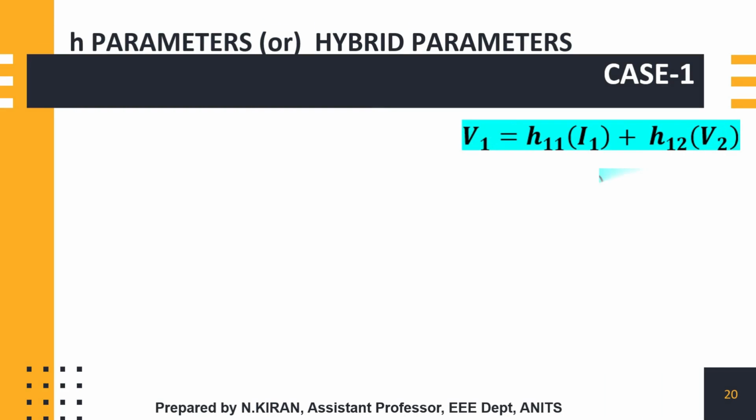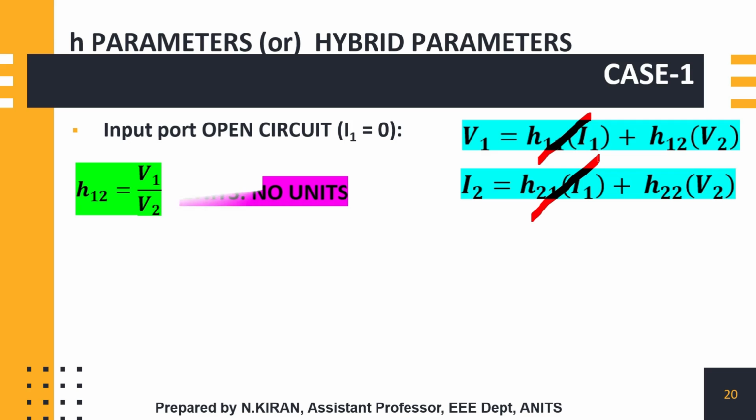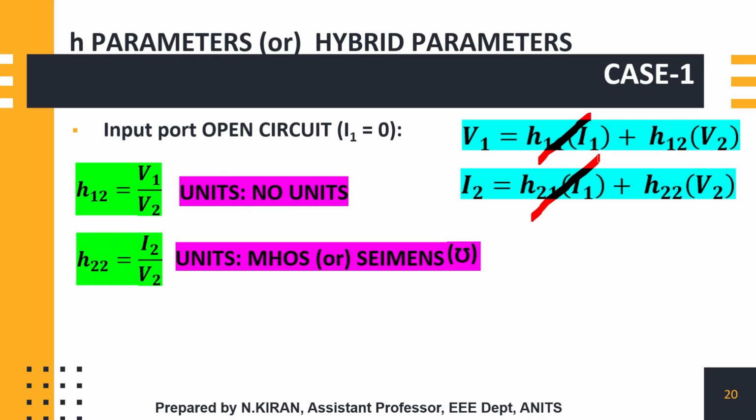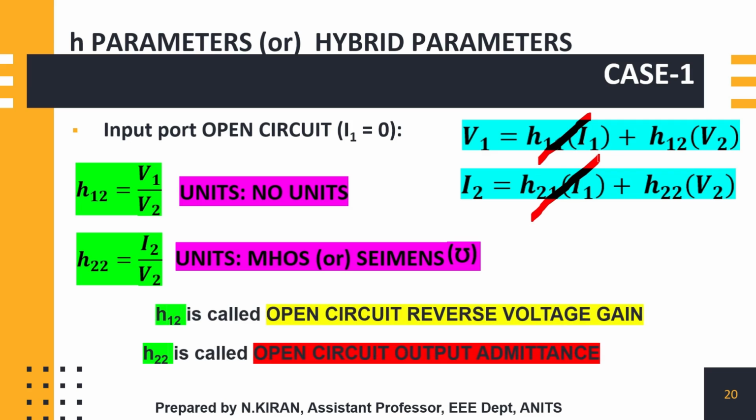In the first case, let us consider open circuiting port 1. So when I open circuit port 1, these two terms become 0 and I'll get the value of H12 to be V1 by V2. Since it is the ratio of similar quantities, there are no units for H12. Similarly, H22 will be I2 by V2. Since it is the ratio of current by voltage, its units are mhos or Siemens. Where H12 is called open circuit reverse voltage gain and H22 is called open circuit output admittance.